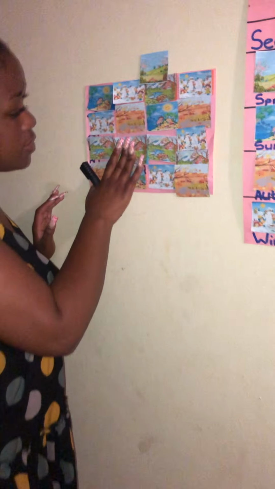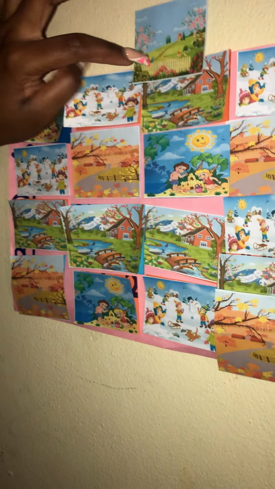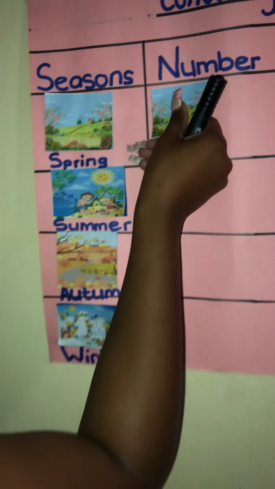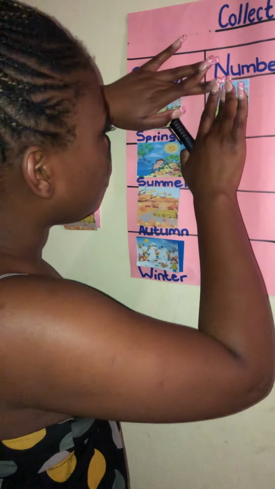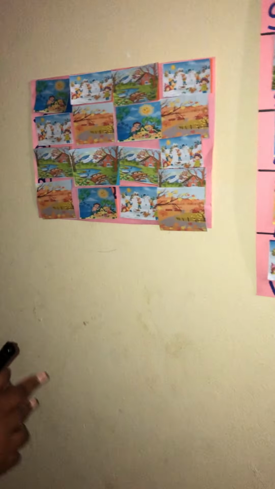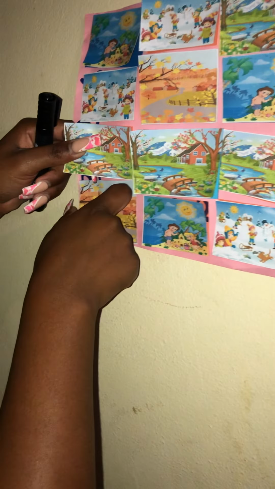Now, the first season here is the spring. Can you all see spring? It's the spring season. Where is the spring season again? Here on the seasons that we collected. Oh, there it is. It is the spring season. So now we are going to take the spring season and place it here. Where are the other spring seasons? Let us look for more spring seasons. There is the second one.